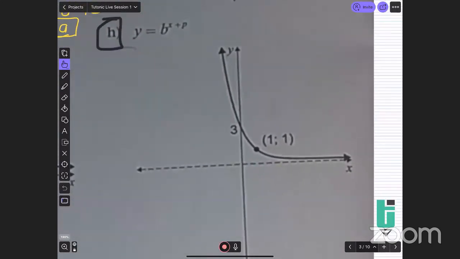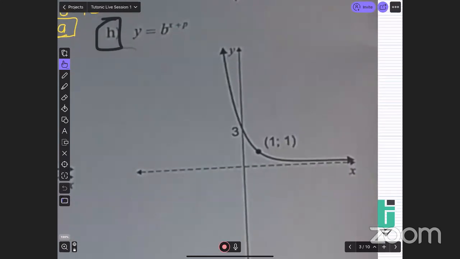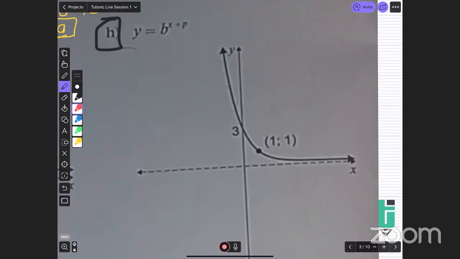Okay. And then the last one is H, exponential. There's no vertical shift, and they tell us that because they don't even have a Q there. So we just have to work out B and P. And we've got 2 points. Do you see that? We've got 0,3 and 1,1.